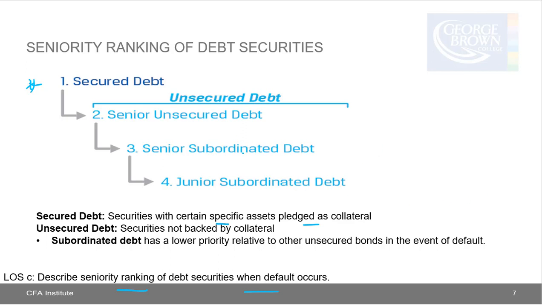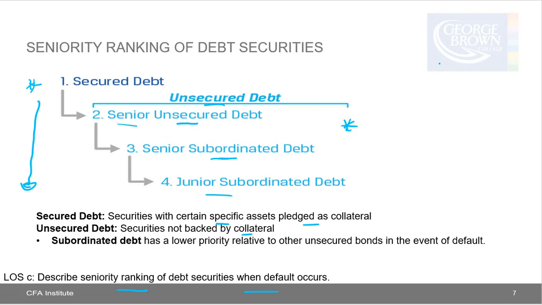So you can see here, this is something that you need to memorize for the exam. In terms of the rankings, the highest level is secured debt, which is assets pledged as collateral. If the debt is not backed by any collateral, then it's unsecured debt, and within that there are three levels: senior unsecured debt, senior subordinated debt, and then junior subordinated debt. So very likely on the test there'll be an exam question regarding the levels of seniority, and you can see that senior unsecured debt is higher than senior subordinated debt. So those are the keywords that you need to pick up on.